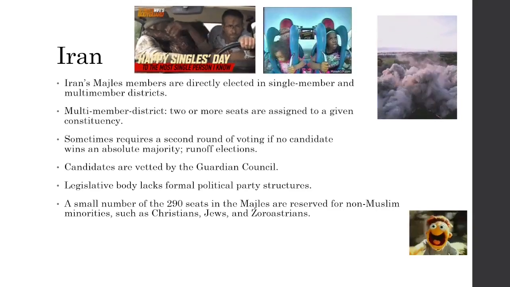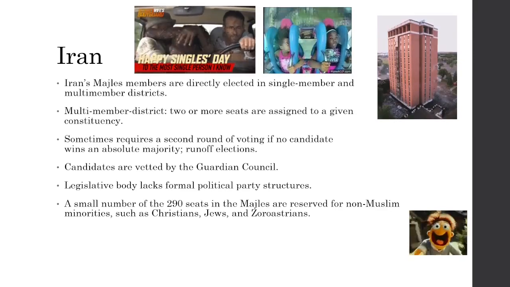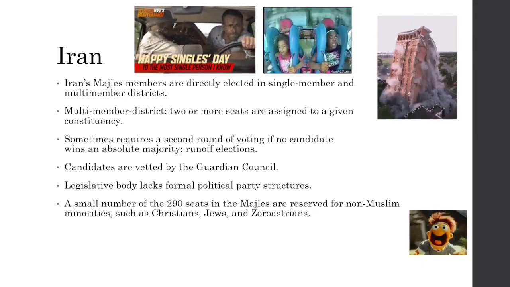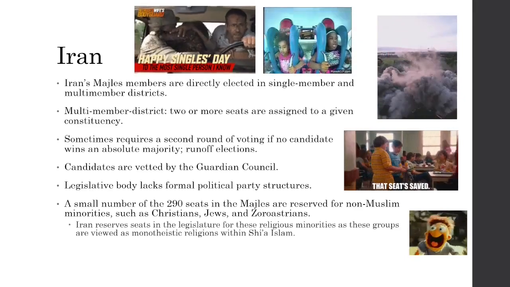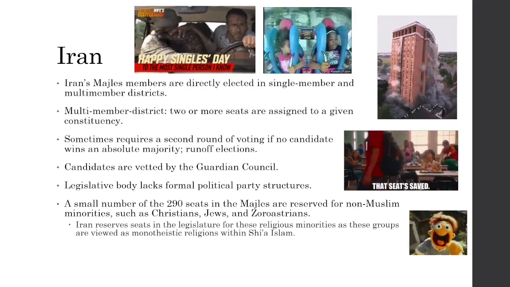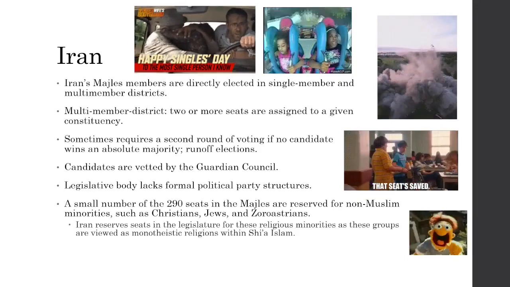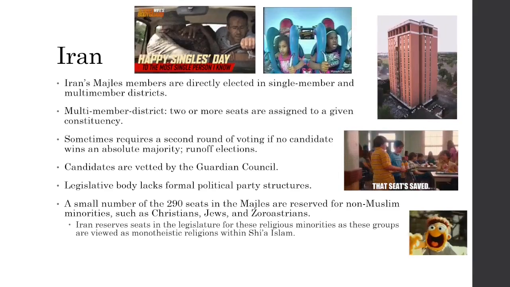A small number of the 290 seats in the Majlis are reserved for non-Muslim minorities, particularly Christians and Jewish people and other religious groups, to try to increase some inclusion in the legislative system. It's not a majority. The majority is still reserved for Muslims, but it's a small number of seats. And Iran reserves these seats as these groups are viewed as monotheistic religions within Shia Islam. So all of these are monotheistic, just like Islam. So they reserve some seats.